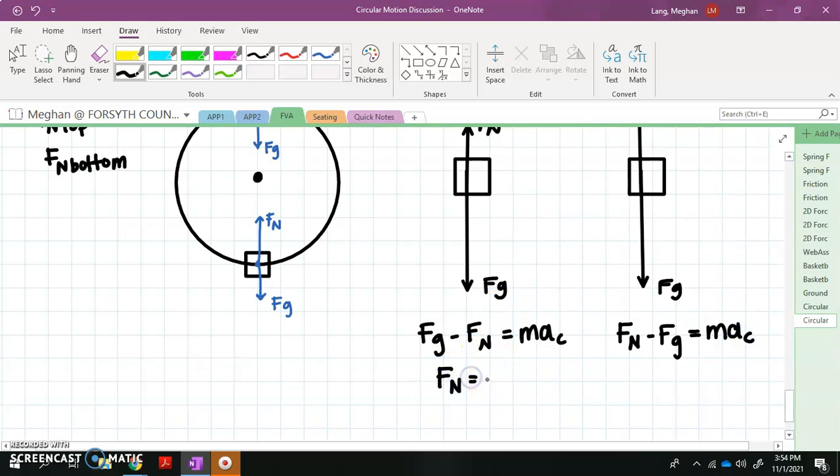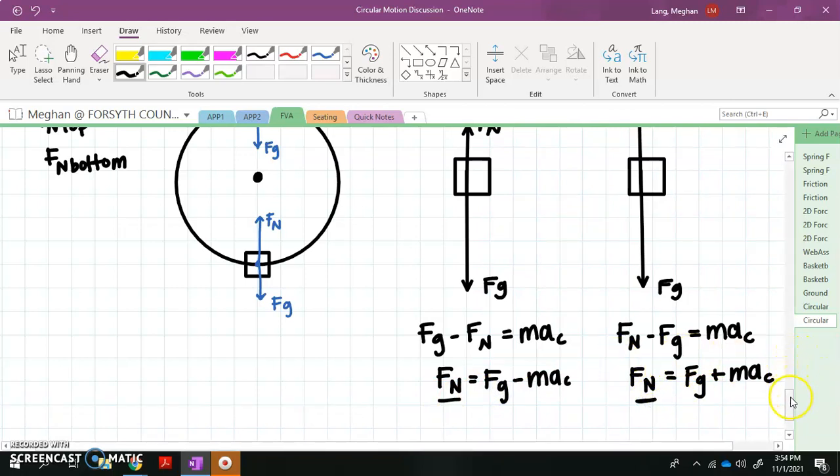So here, my normal force would be my force of gravity minus MAC. And here at the bottom, my normal force would be my force of gravity plus MAC. Again, mathematically showing that this normal force would be smaller than this normal force, okay?